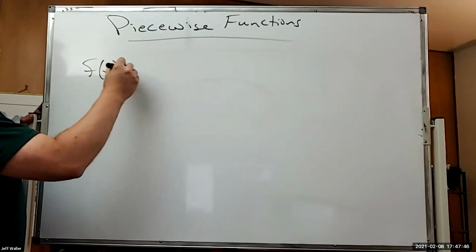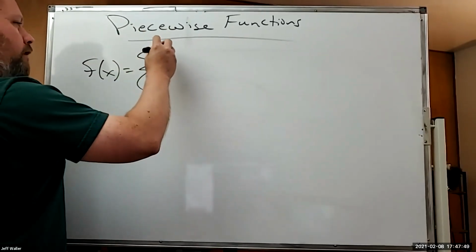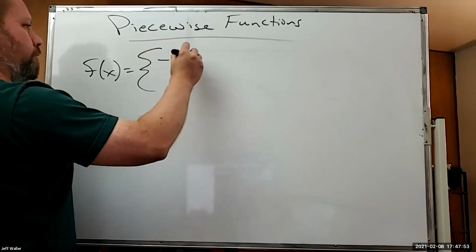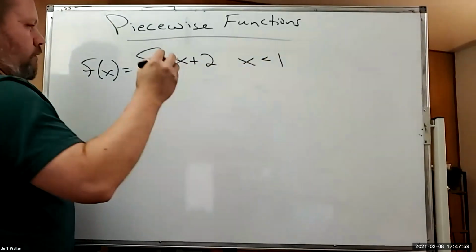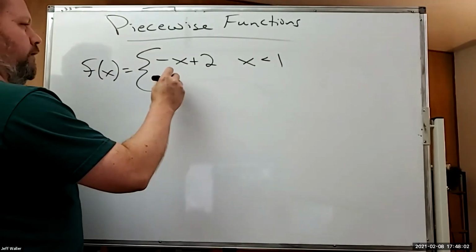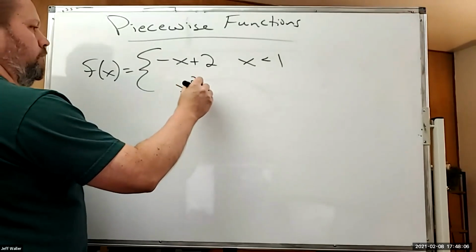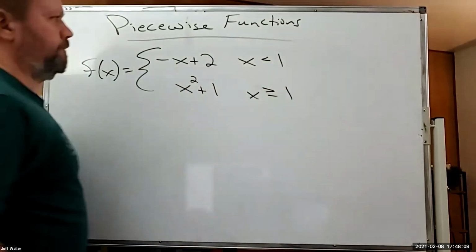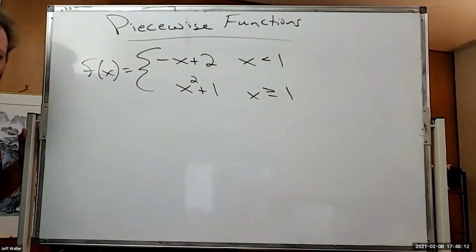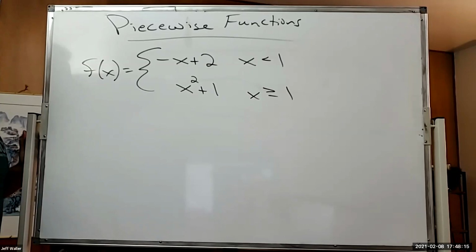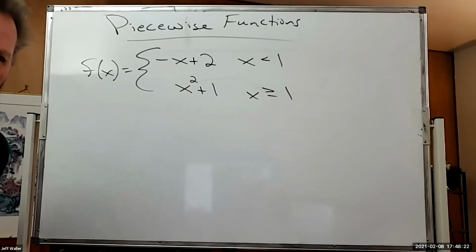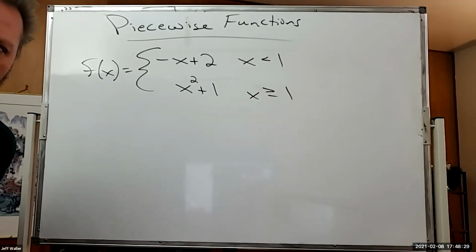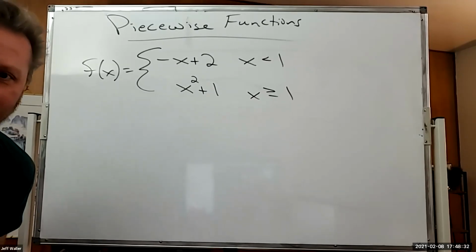So what if I gave you this one? What do you got, Joe? What's it going to look like for inputs less than 1? What will the shape be? Inputs less than 1, what will the shape be? A line. A line. There, see? That's all you needed to say.